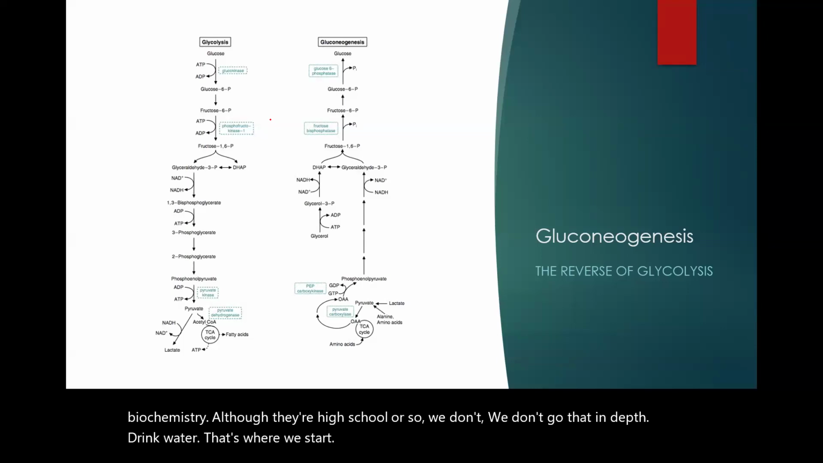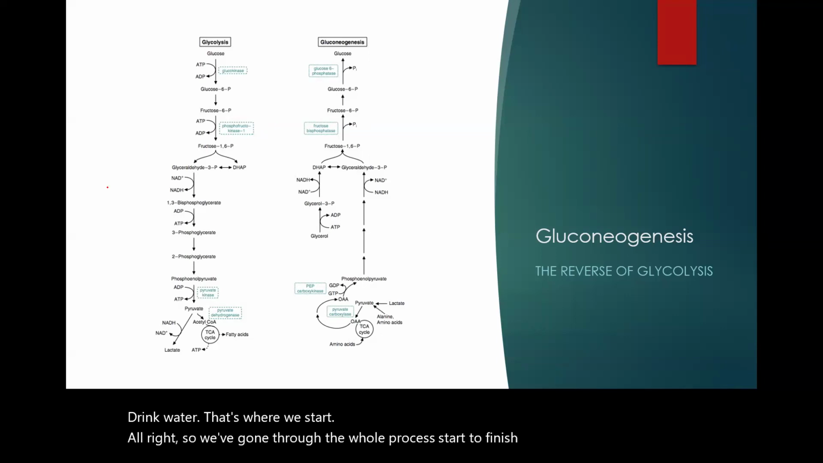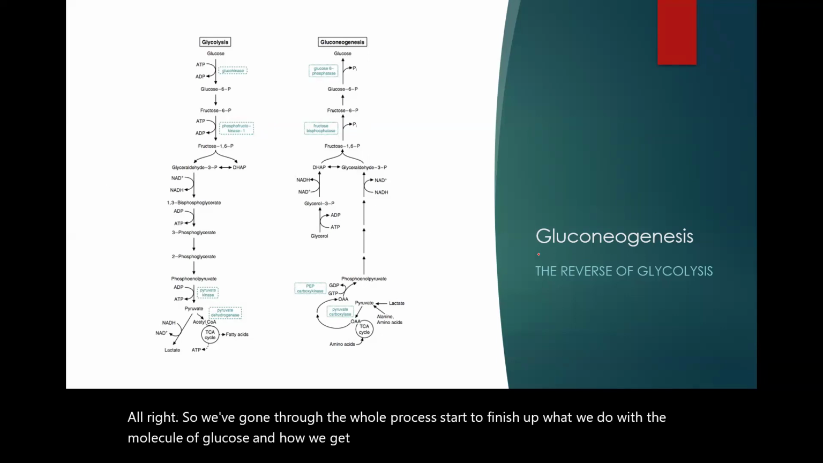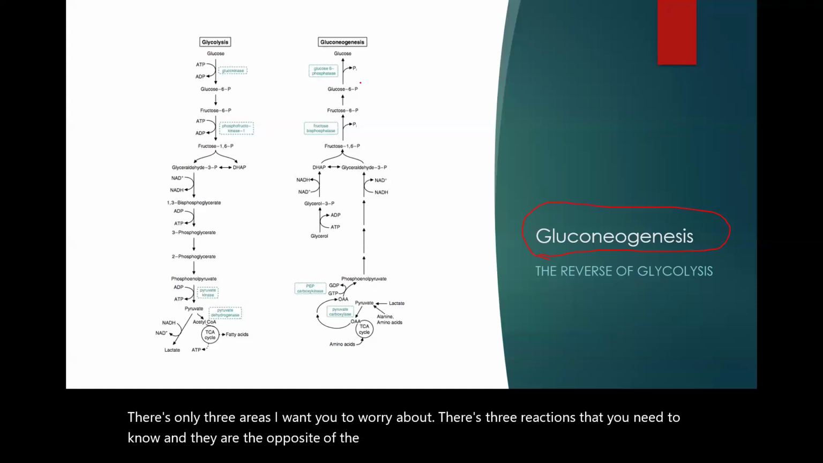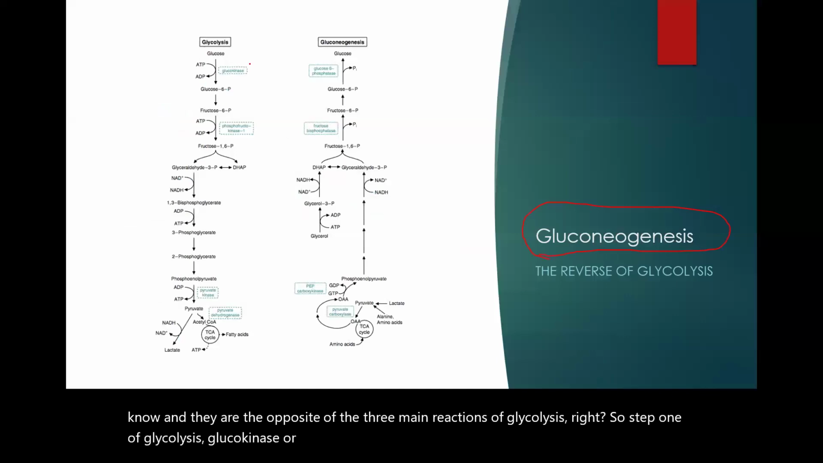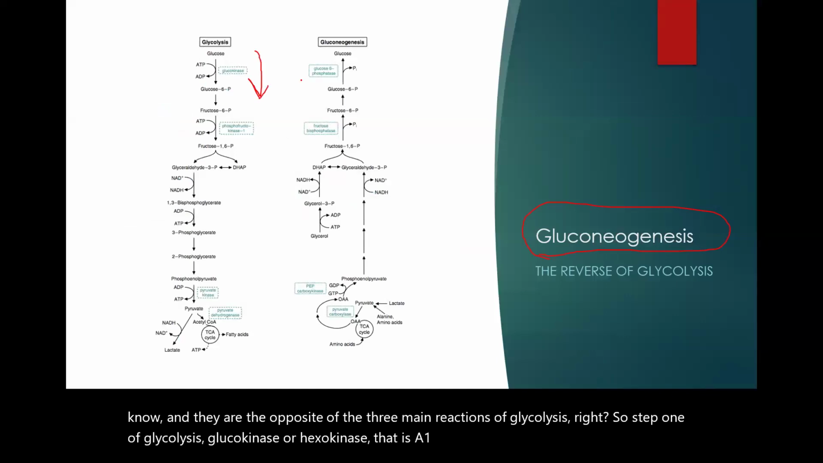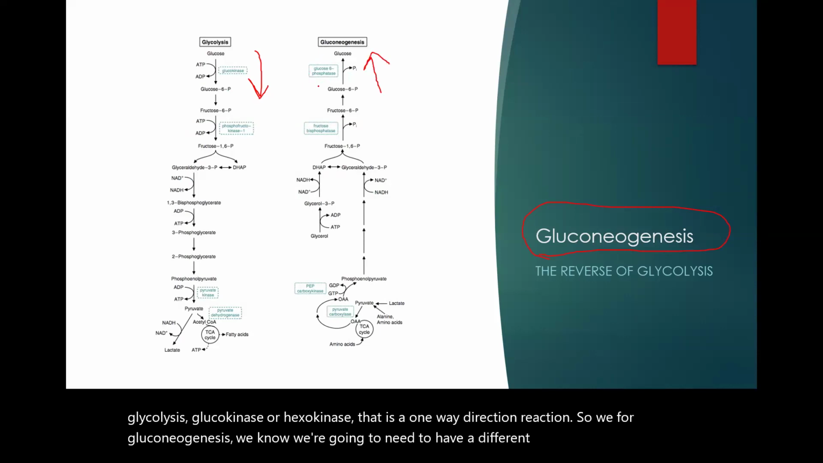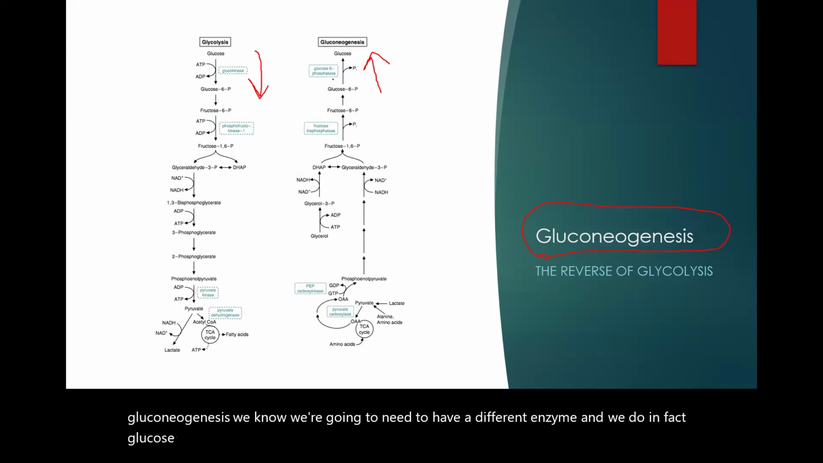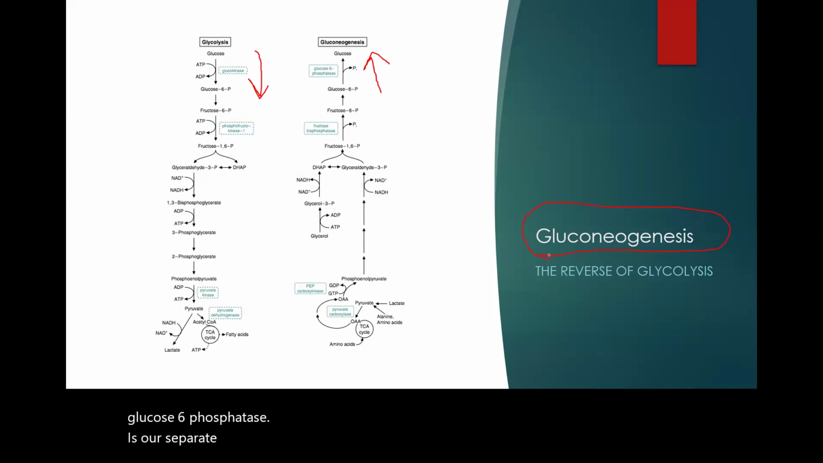All right, so we've gone through the whole process, start to finish, of what we do with a molecule of glucose and how we get energy. Gluconeogenesis is just the reverse of glycolysis. There are only 3 reactions you need to know, and they are the opposite of the 3 main reactions of glycolysis. Step 1 of glycolysis, glucokinase or hexokinase, is a one-way reaction. So for gluconeogenesis, we need a different enzyme, glucose 6-phosphatase. That's the last step of gluconeogenesis.